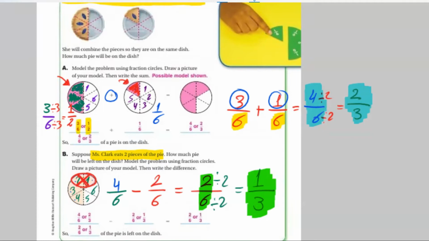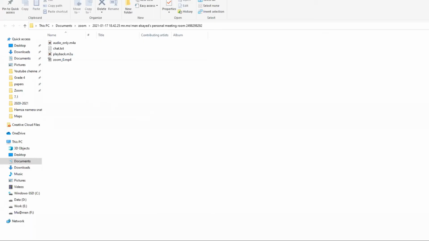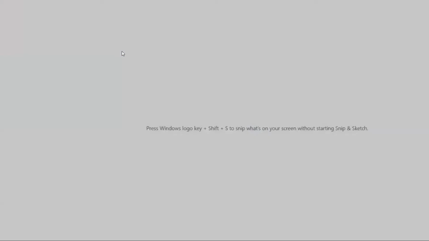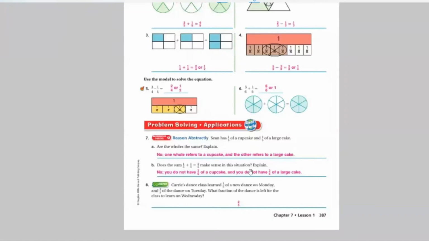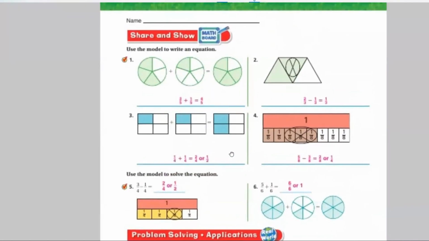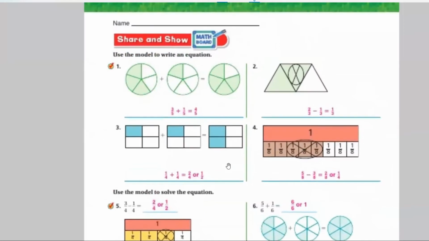Okay, let's move to the next page. I'll ask you to skip the next page and move to the page after, which is 387. Okay, now I need someone to help with the first one. Who can help? Is there no one who can help? Okay, I will explain it by myself.